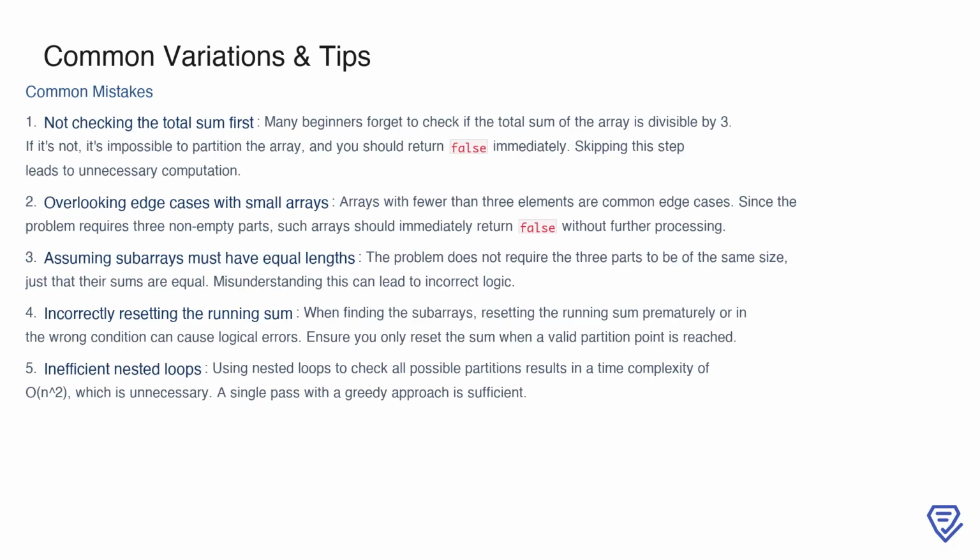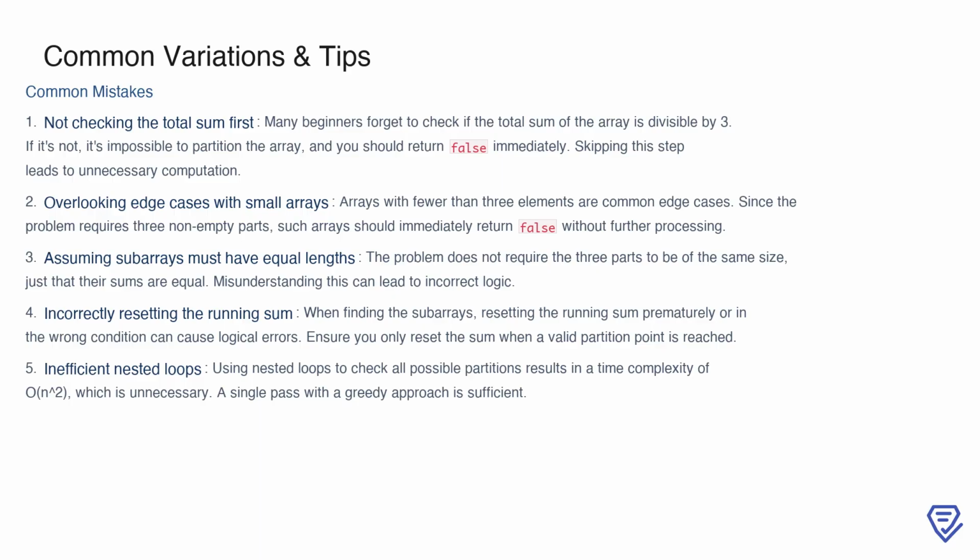When working on this problem, there are a few common mistakes to watch out for. First, always check if the total sum of the array is divisible by 3 before proceeding. If it's not, partitioning the array into 3 parts with equal sums is impossible, and you should return false right away. Skipping this critical step can lead to unnecessary computations and wasted effort.